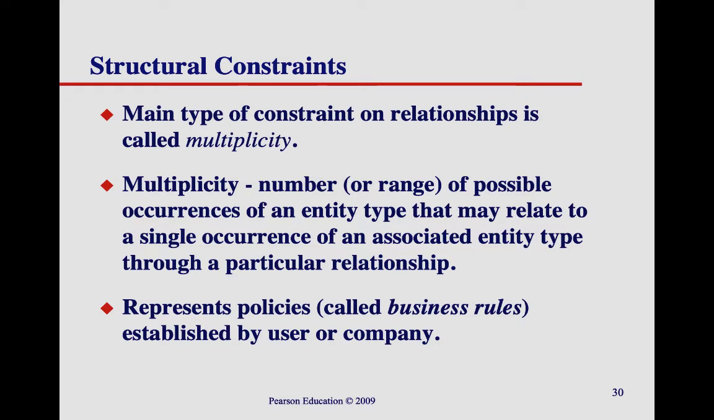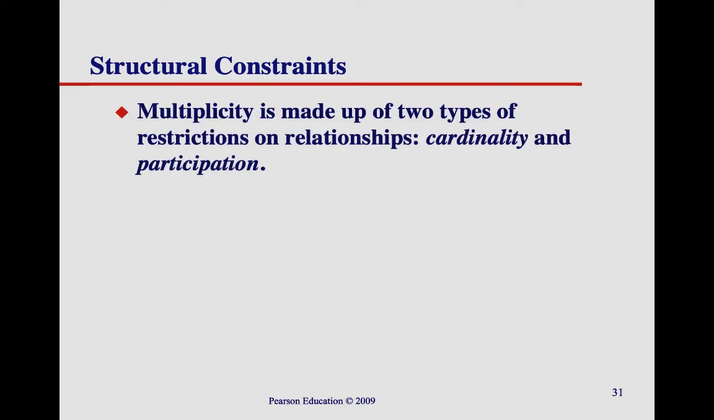So now we have constraints on relationships. The first type of constraint is called multiplicity. It's the number of occurrences of an entity in a relation. And multiplicity is made up of cardinality and participation.